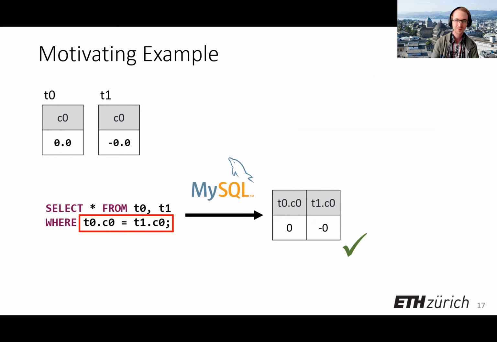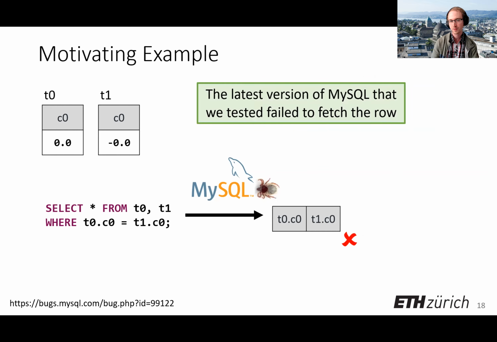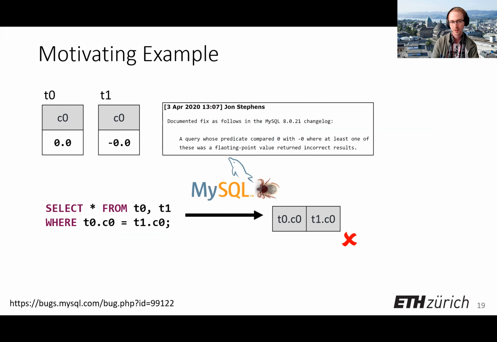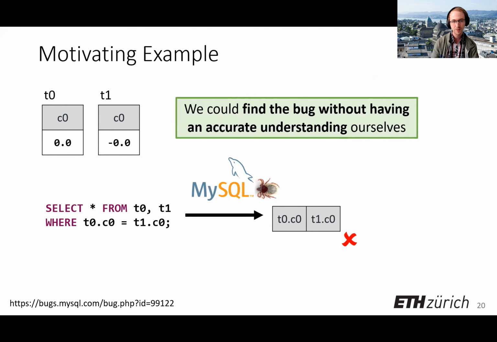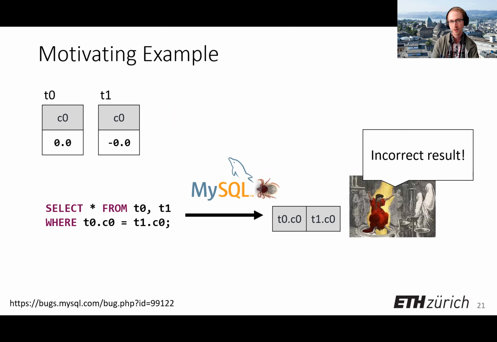So at this point in the talk, you have to trust me. Actually, MySQL is expected to fetch the record. But when we tested the latest version of it, it still failed to do so. We reported this as a bug to the developers, who then fixed it for the next release of MySQL. But the point here is actually that we could find this bug without having an accurate idea on whether the predicate should evaluate to true or not, and whether any records should be fetched. We basically had a test oracle that told us that the returned result was incorrect.